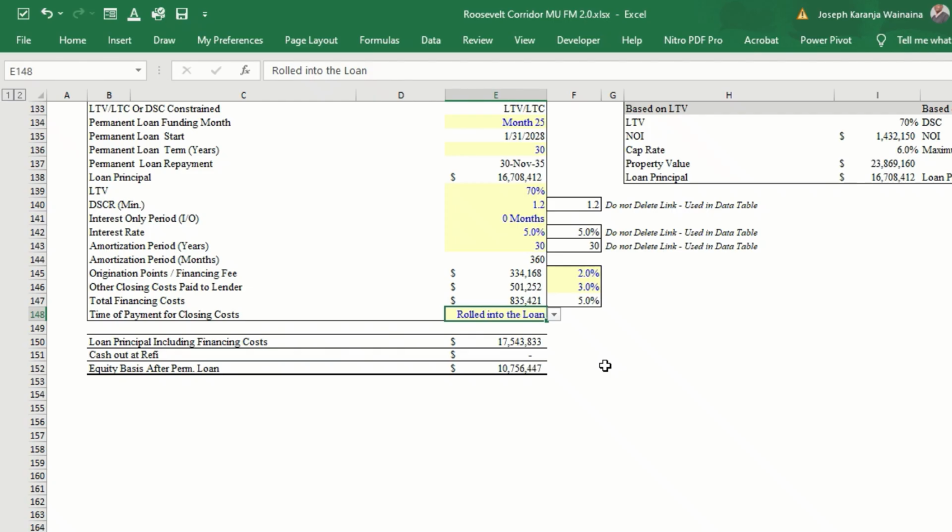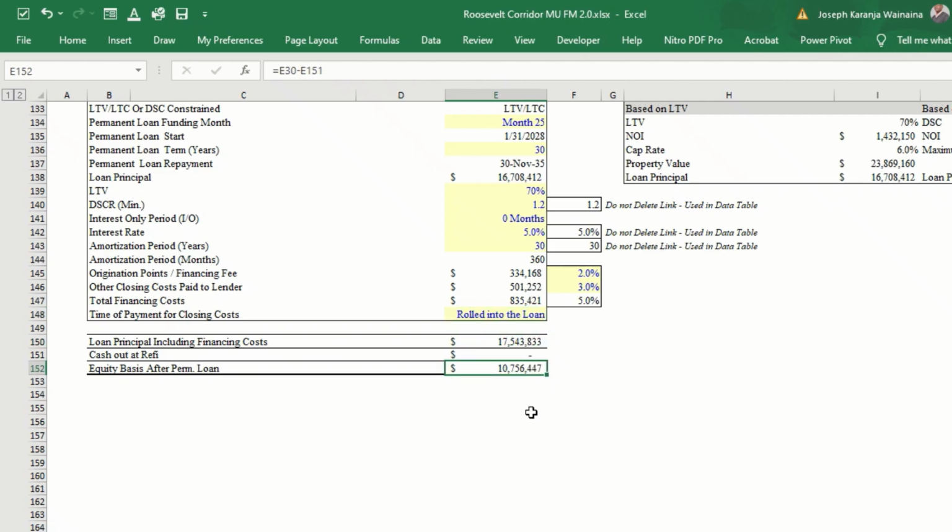They are rolled into the loan. So you can select if they're rolled into the loan or paid at closing. That one I have to confirm, while giving me a reference, so I need to check that. So you also have the loan including financing costs.